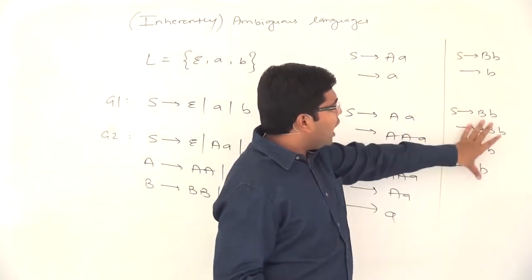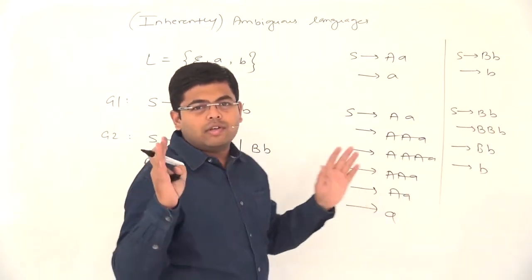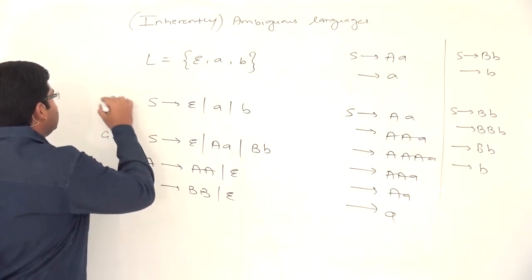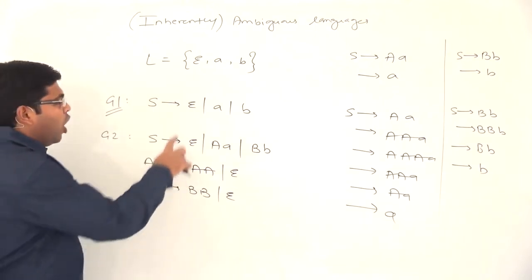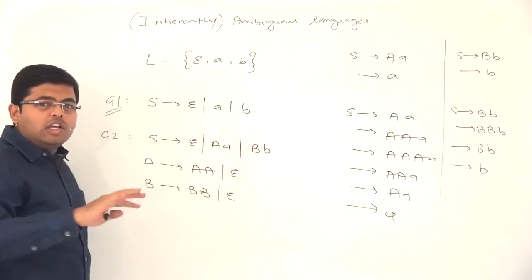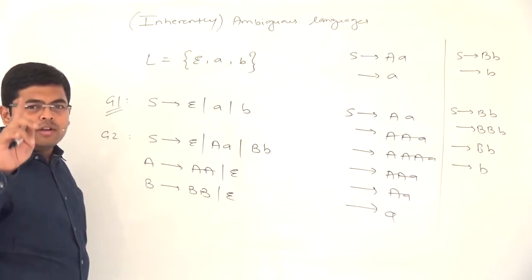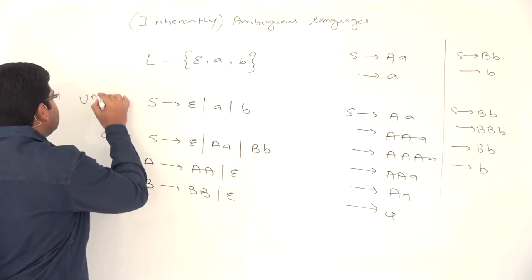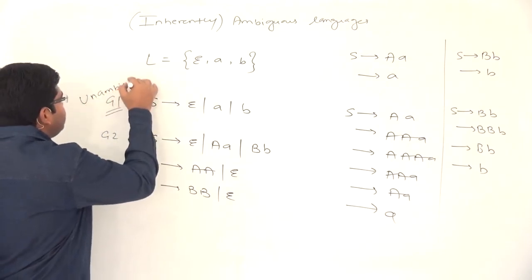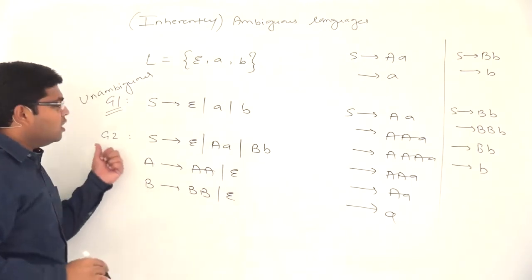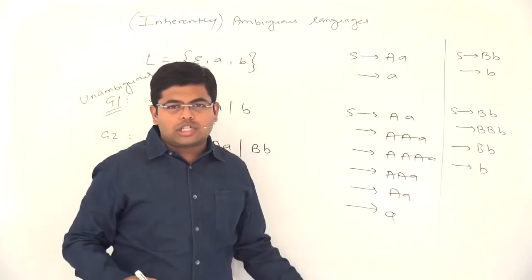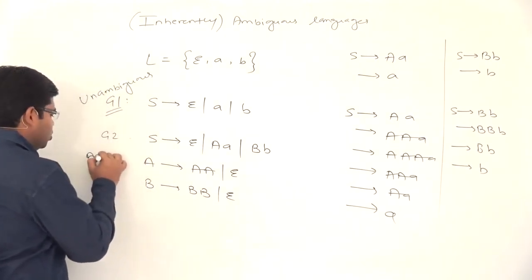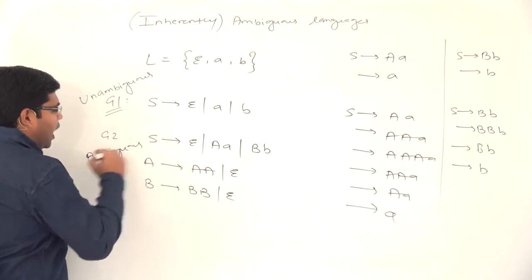This derivation tree will be different and this derivation tree will be different. These are two different structures, two different derivation trees, and therefore what we can say is about grammar G1: is it ambiguous or unambiguous? All the strings belonging to the language have unique derivations, unique LMD, unique RMD, unique derivation tree, unique structure. That's why G1 will be called an unambiguous grammar. However, G2 is an ambiguous grammar. G2 cannot be called an unambiguous grammar. So I will mention it here: G2 is an ambiguous grammar.